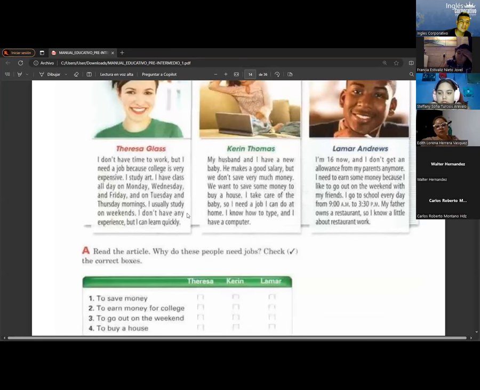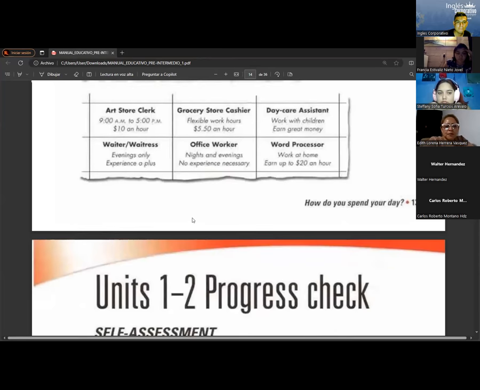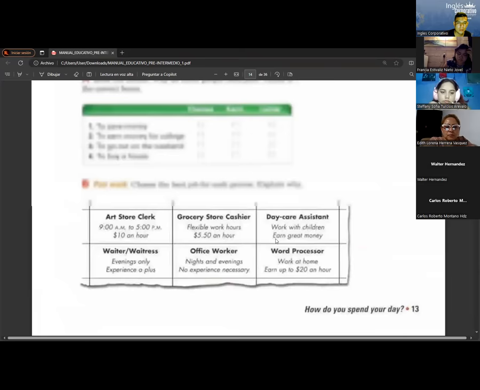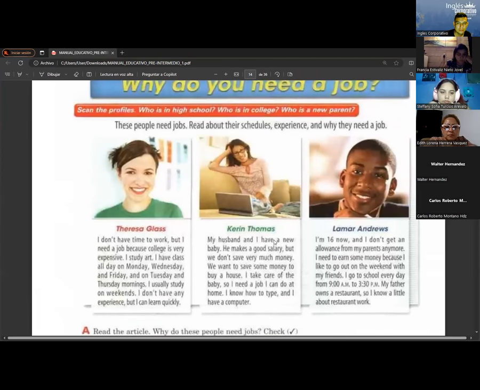Okay, aquí tenemos estas tres conversaciones. Okay. Vamos a pedirle a Miss Stephanie que nos haga lectura de Teresa Glass.